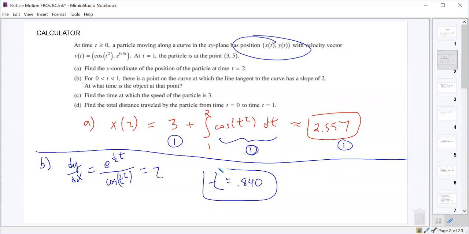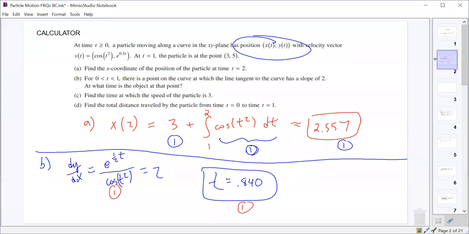And hopefully that one was pretty easy as well. Everybody good with that one? It was 1 point for having the right value for dy dx in terms of t, and then 1 point getting the actual value there. Good or no? All right.